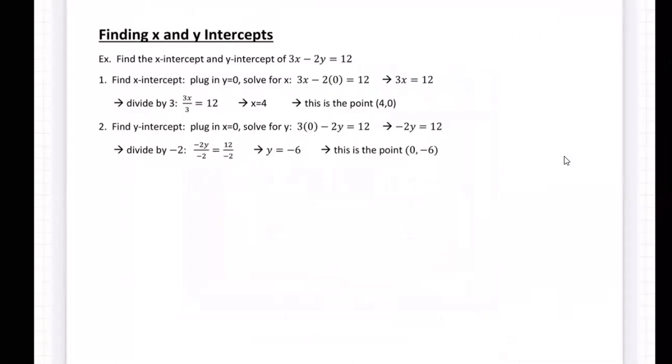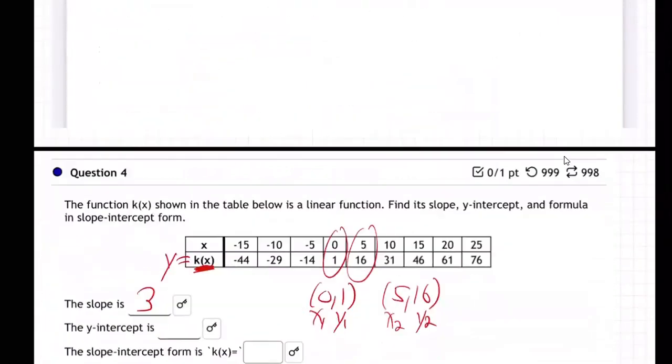So finding x and y intercepts. Basically, you plug in 0 for the other letter. To find an x-intercept, plug in y equals 0 and solve. To find a y-intercept, plug in x equals 0 and solve. That's really the story. You make the opposite letter 0.